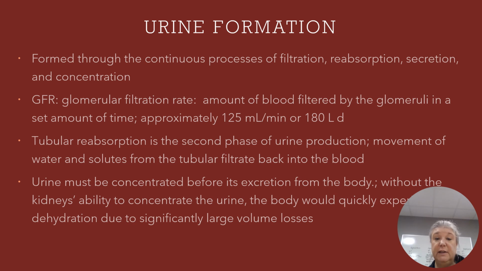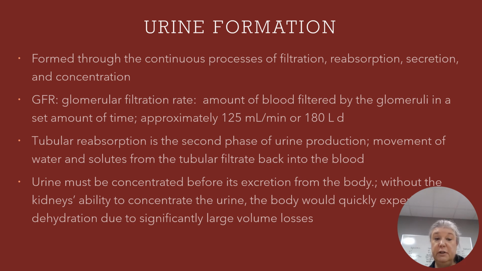So then we have antidiuretic hormone and aldosterone. They control the permeability of the DCT. Tubular secretion. That is the third phase of urine formation. Substances move from capillaries into the renal tubule cells and then into the urine to be excreted.